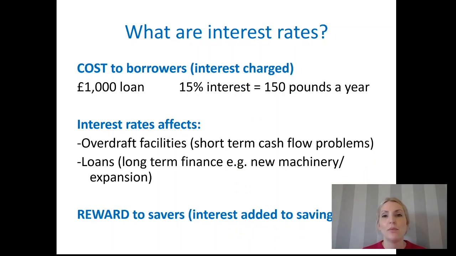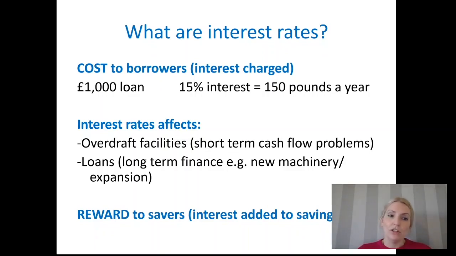So, cost to borrowers: if you had a £1,000 loan and that loan had 15% interest attached to it, it would be £150 a year. That is on top of the 1,000. So you would be expected to pay back £1,150.